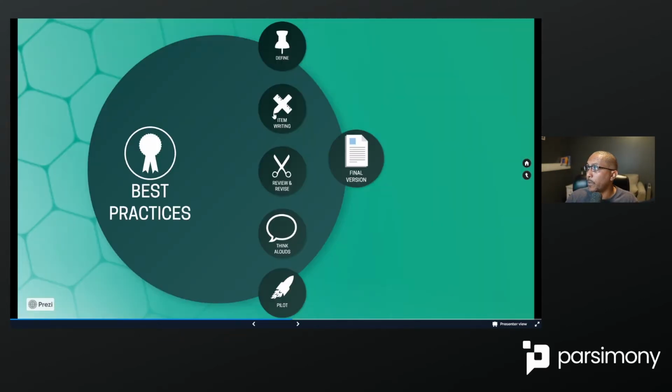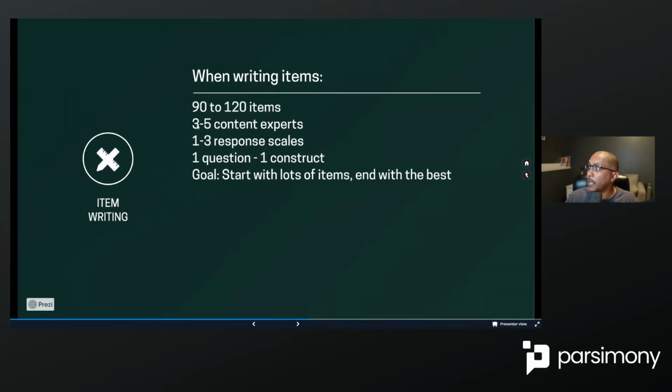And the next step would be to write items. Here are some general rules of thumb. You'll want to start out with about 90 to 120 items. And if you haven't already engaged content experts in the previous step where you're defining the constructs, this is a good time to do that. Get about 3 to 5 content experts, people who are experts in the constructs you're trying to measure. So again, if you're creating a survey measuring diversity, equity, and inclusion in organizations, then have experts in diversity, equity, and inclusion help you write these items.